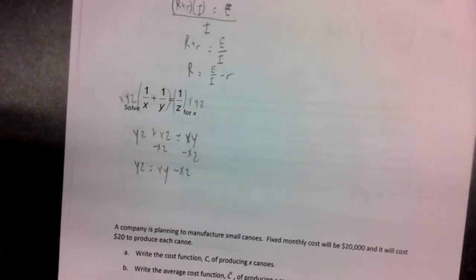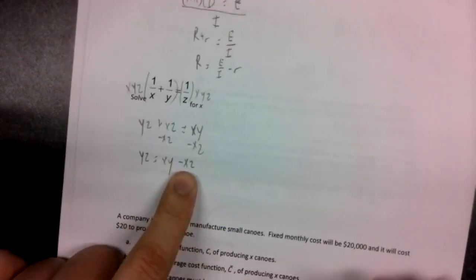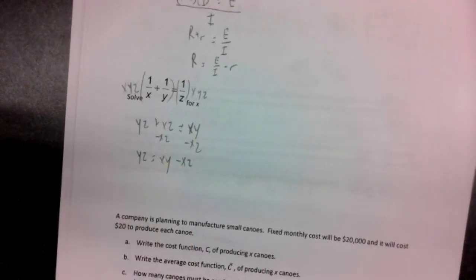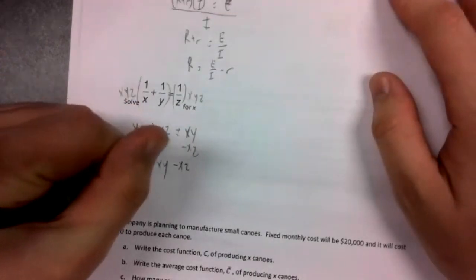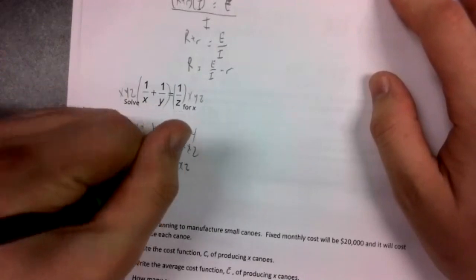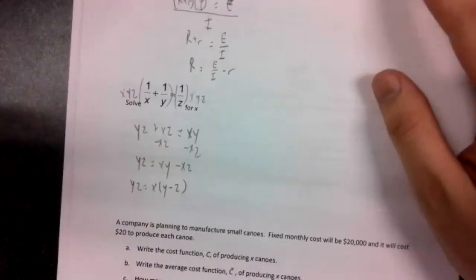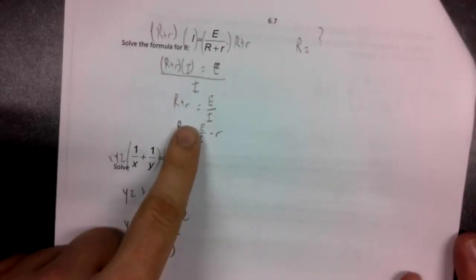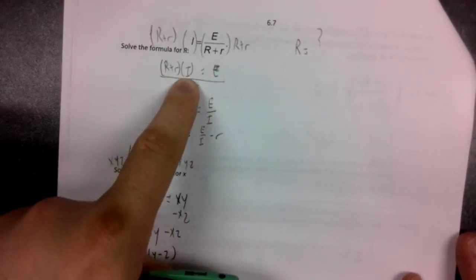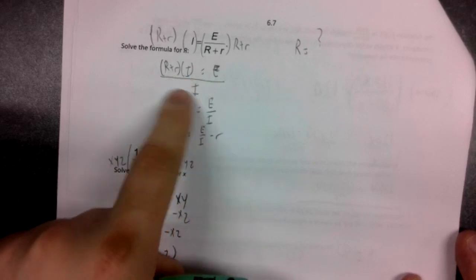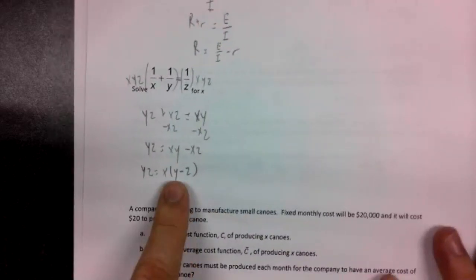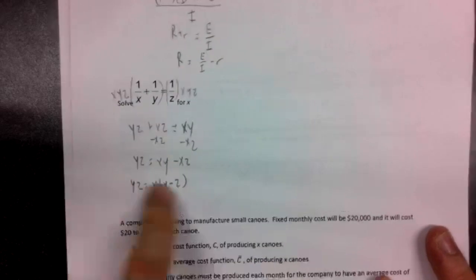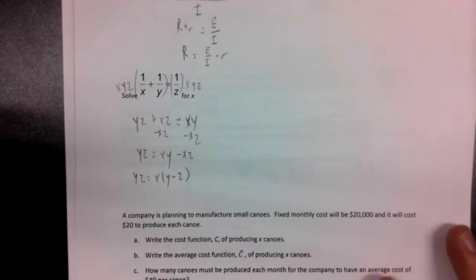Notice that I have a common x term on this side. This shares an x and this shares an x. So I'm going to factor out that x, just like we've done before. So we get yz is equal to x times y minus z. And then I'm going to use something like I did up here, where I had this I on this side and I didn't want it on that side, so I divided both sides by I. Well, on this side, I don't want this y minus z, so I'm going to divide both sides by y minus z.